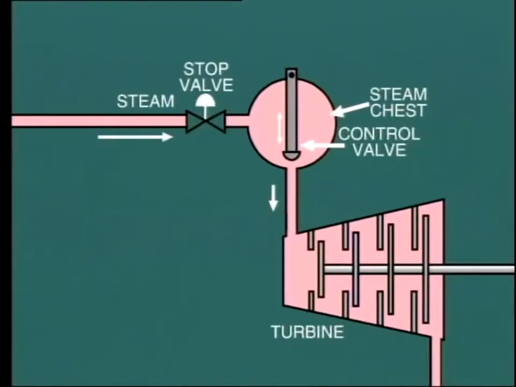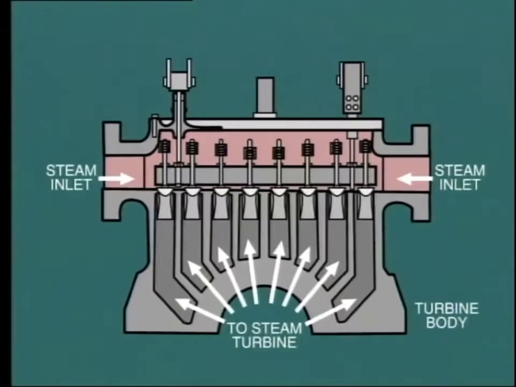In the most simple arrangement shown here, we have one control valve, which, depending on its setting, allows more or less steam to flow into the turbine from the steam chest. When the turbine stop valve is open, the steam chest is charged with steam directly from the boiler. In most turbines, multiple control valves are used as shown here.